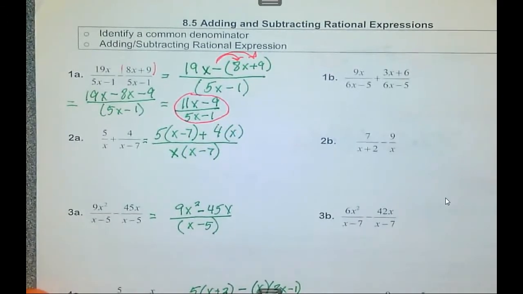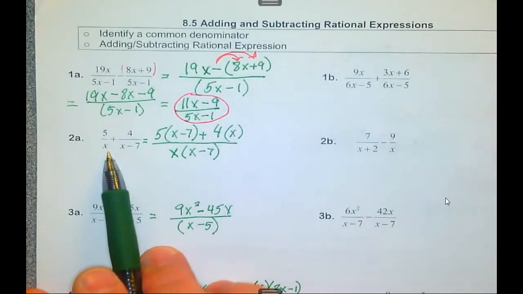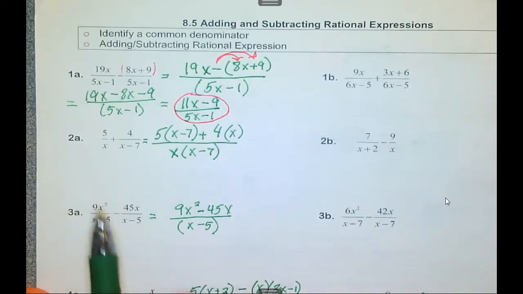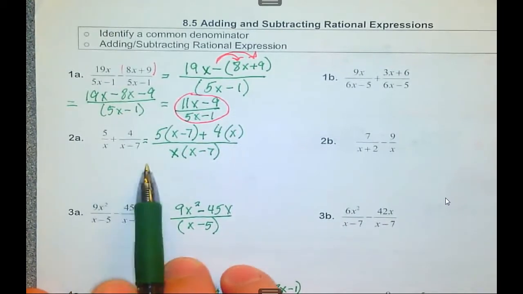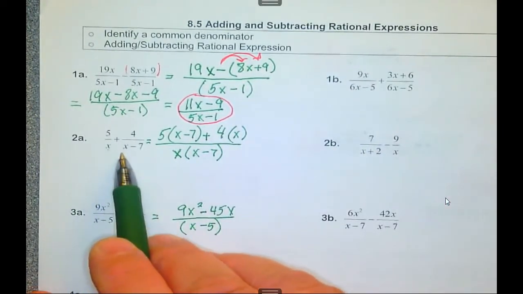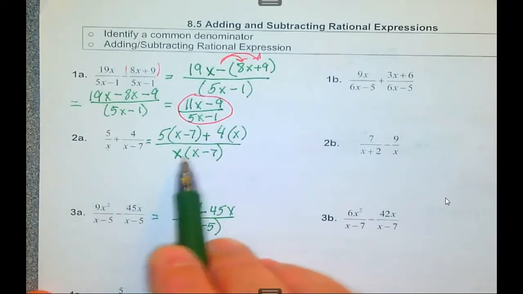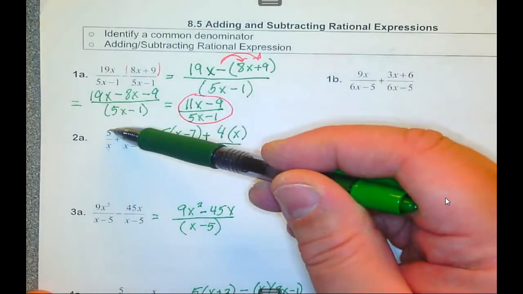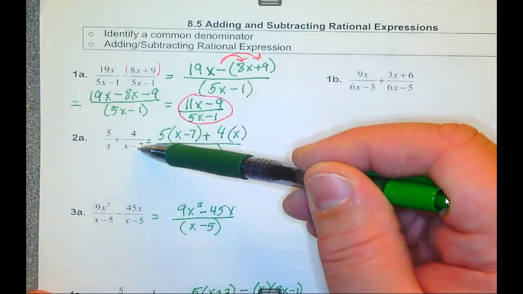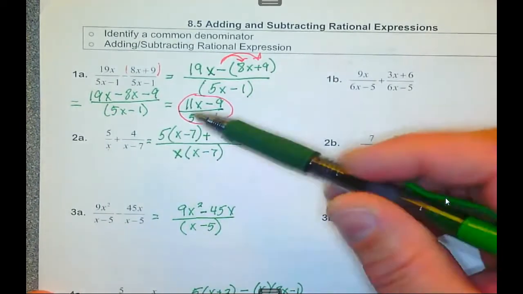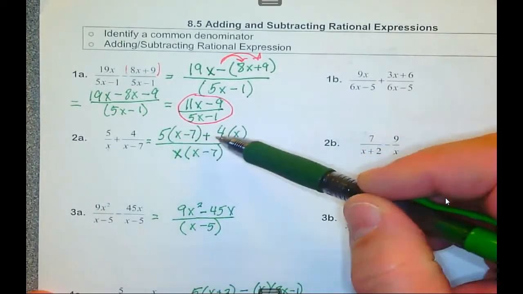Number 2, my common denominator. I don't even care if it's the least common denominator anymore. Just get a common denominator. My common denominator here is x times x minus 7. So basically what I'm going to do is multiply this numerator by that denominator, multiply this numerator by that denominator. So that's exactly what I have set up here.